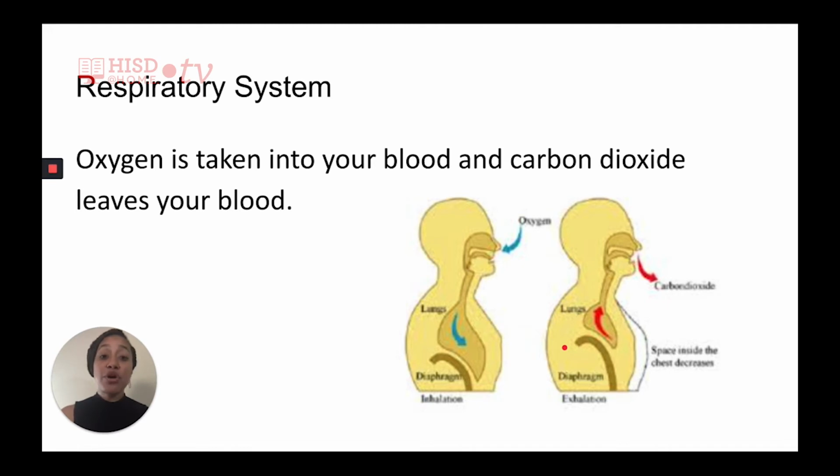I'll give you a couple more seconds. You might want to draw the picture, write down the notes here that oxygen goes in, carbon dioxide goes out of our body.